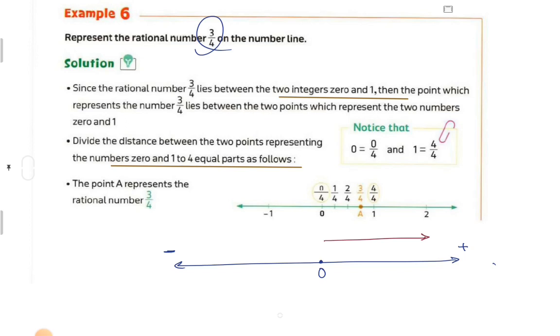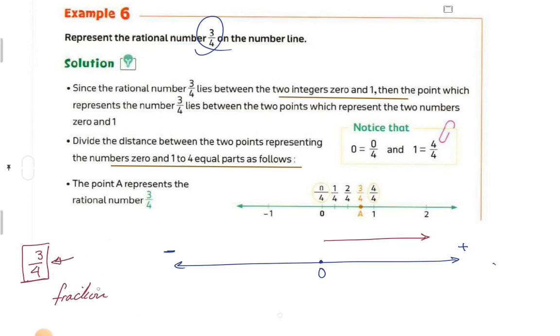Okay. Next, what about 3 over 4? I need to know this number line. We use to put 1, 2, 3, 4, 5, 6 or integer. Now we have to know 3 over 4 is lying between two integers. What's the previous and the next integer? Okay. 3 over 4 is a fraction, right? It's a fraction.